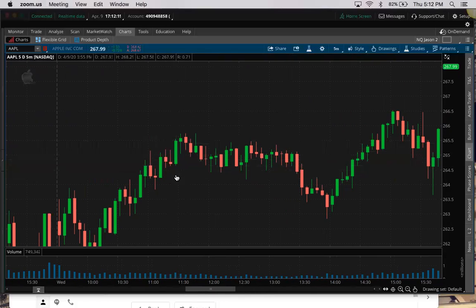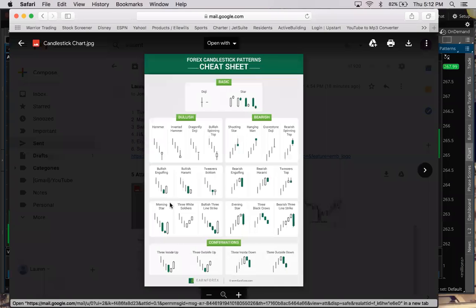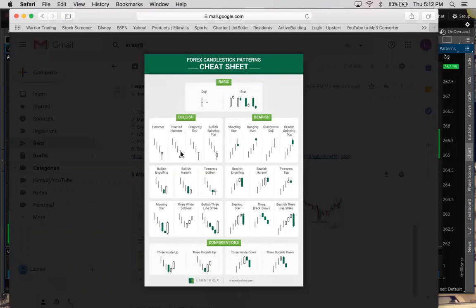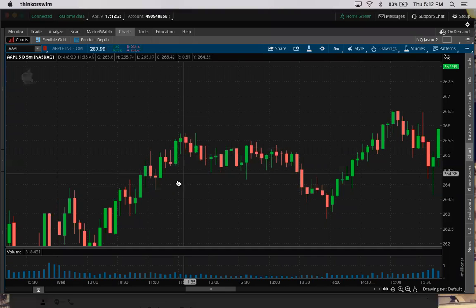But if you looked at what I just showed you, that was an inverted hammer, which is bullish. So see this picture right here? It's like a long wick and then a little body at the bottom. I don't know all their names, but I can just recognize them. So this is, I guess, called an inverted hammer.